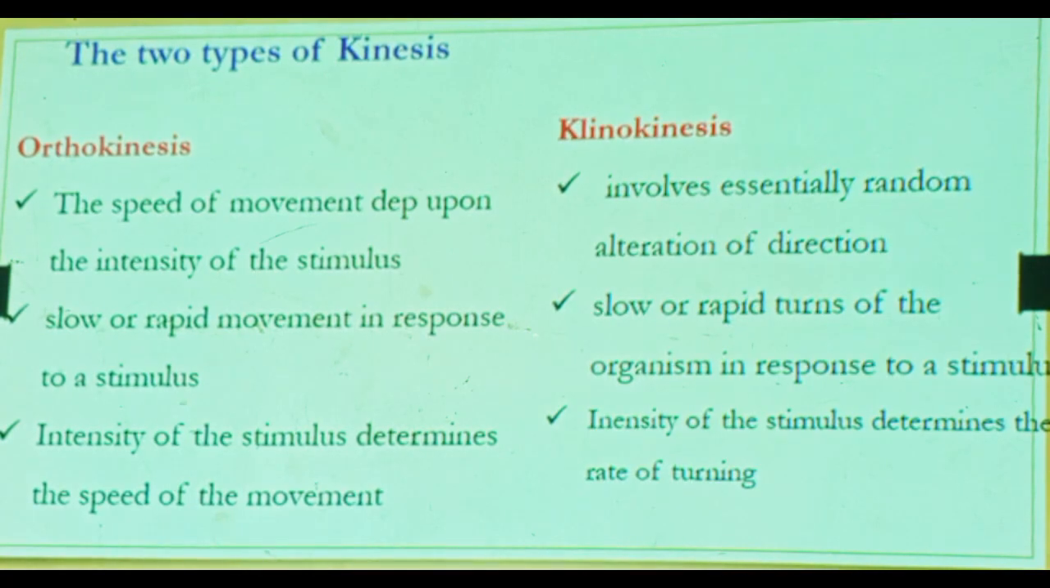The first one, orthokinesis, refers to the speed of movement depending upon the intensity of the stimulus. Slow or rapid movement in response to stimulus. This is, as we have described kinesis earlier, simply random movement here and there. Intensity of the stimulus determines the speed of the movement in this case.